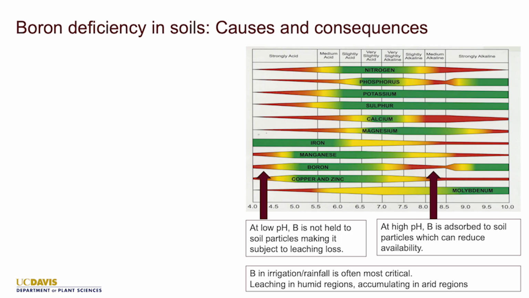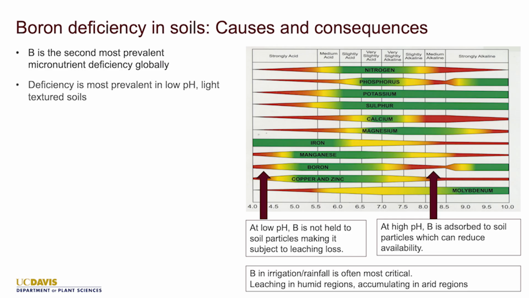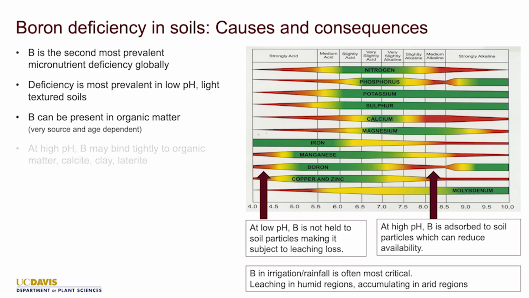To summarize some of these points, first, boron is the second most prevalent micronutrient deficiency around the world. Deficiency is most likely when you have low pH, acidic soils, particularly if they're light textured, because boron can be leached from those soils. While boron can be present in organic matter, boron in organic matter is very complicated, and it's very source dependent, very age dependent.